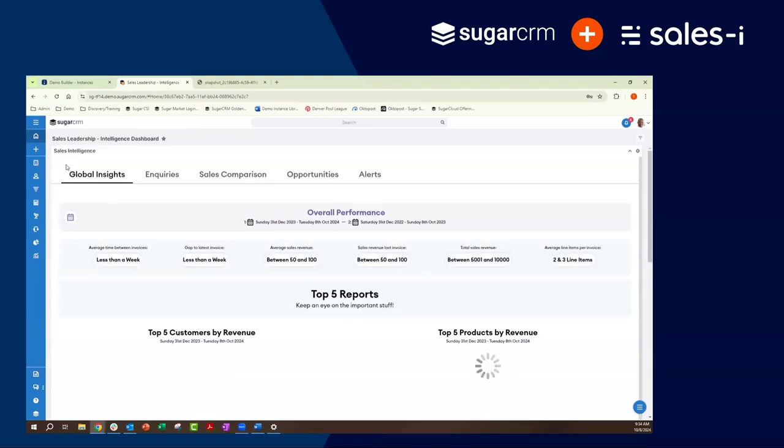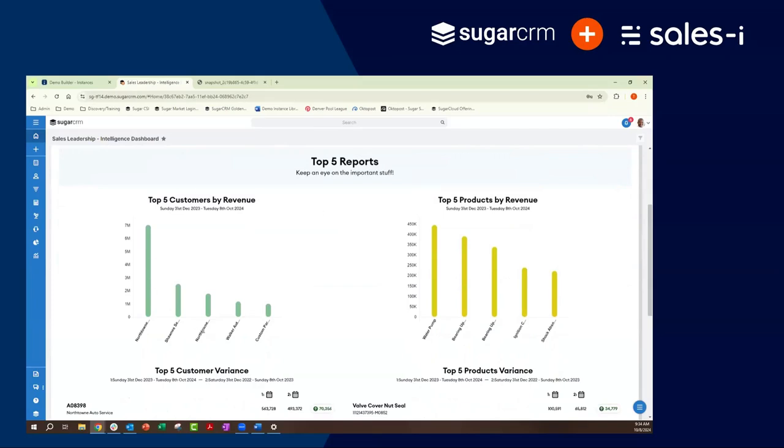And this is where we actually have the full intelligence dashboard inside of my view. So this might be my main dashboard as a leadership position to understand, hey, what is our overall performance year over year? I scroll down, I can see my top customers by revenue, right? So who are my top customers by revenue? And what are maybe my top 5 products by revenue? What are we selling a ton of?